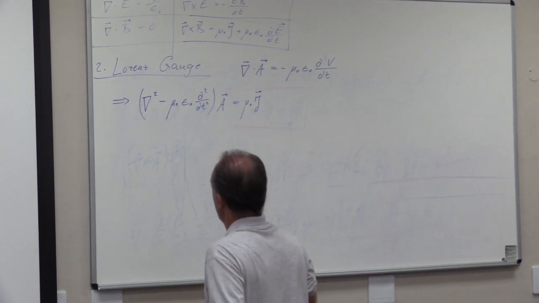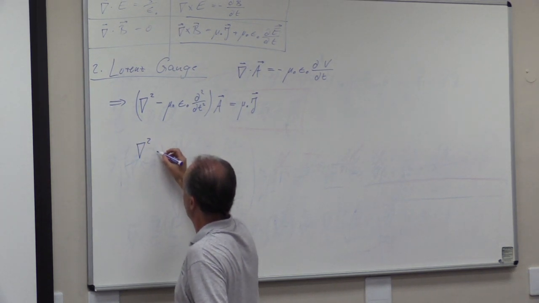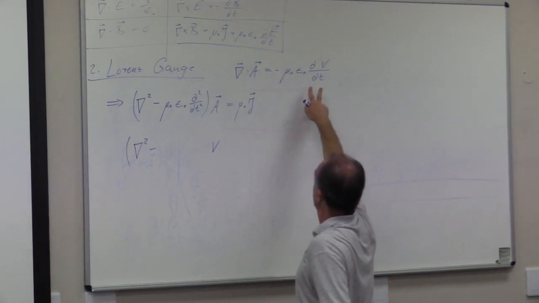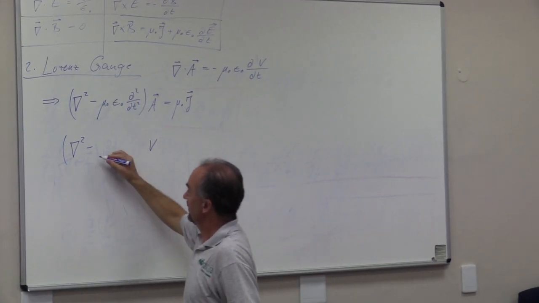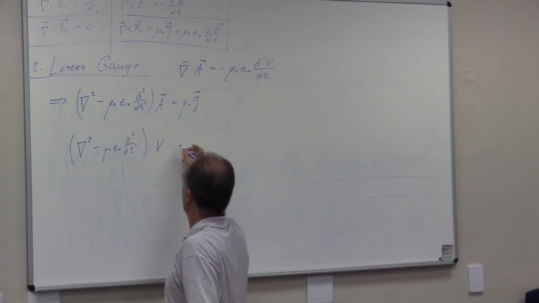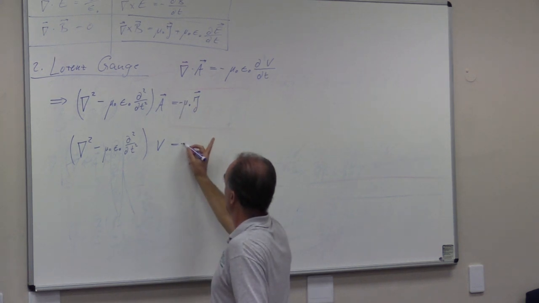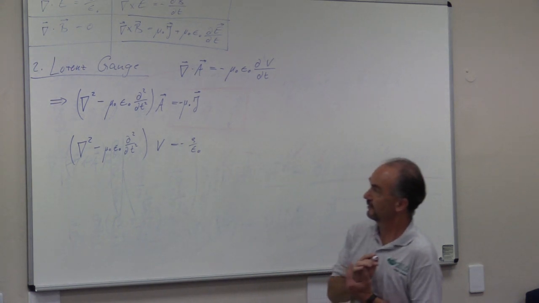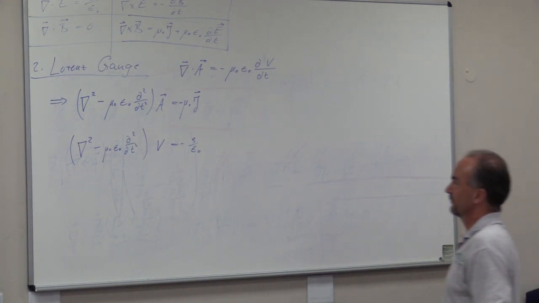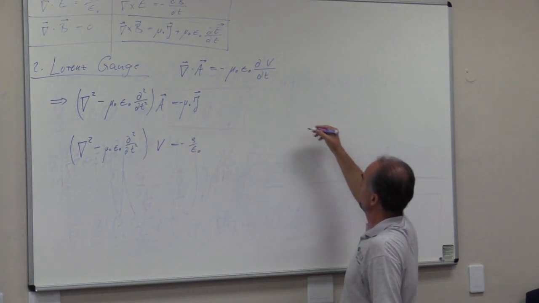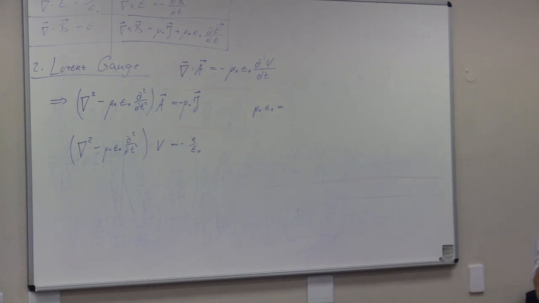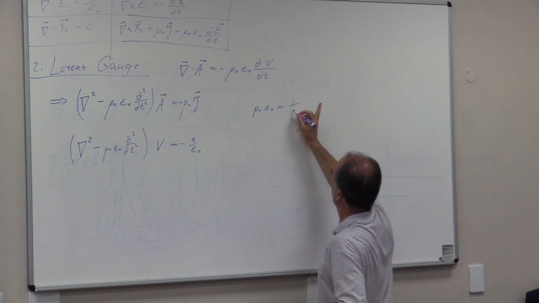So with that in there, we get the Laplace of V minus, see, the divergence of A is this. We have another minus d/dt of that. So it gives us minus mu naught epsilon naught d2/dt squared of V equals minus rho over epsilon naught. So now, at least, they're both equally complicated, right? And everybody remembers, of course, what mu naught epsilon naught is. 1 over c squared. Very good.